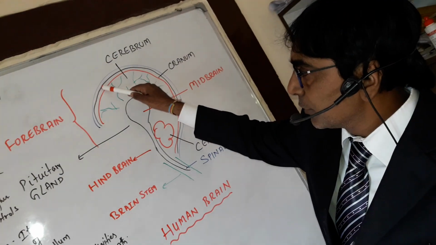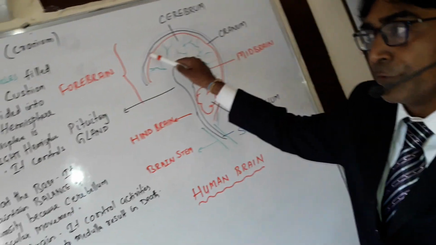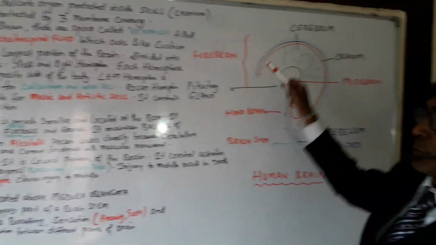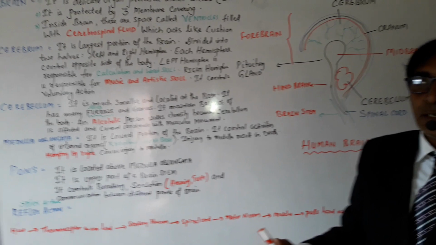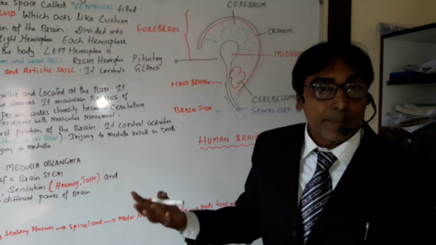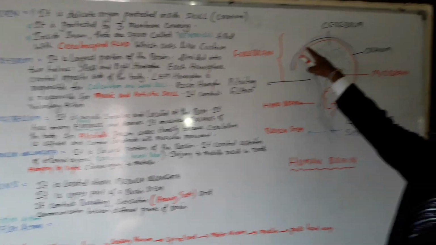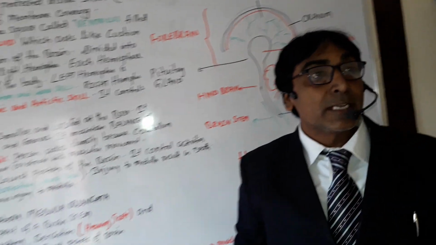In between the coverings there are spaces, and these spaces are filled with a fluid called cerebrospinal fluid. This fluid acts like a cushion. In case of an accident or any mishap, the brain can be protected easily because of the cerebrospinal fluid.